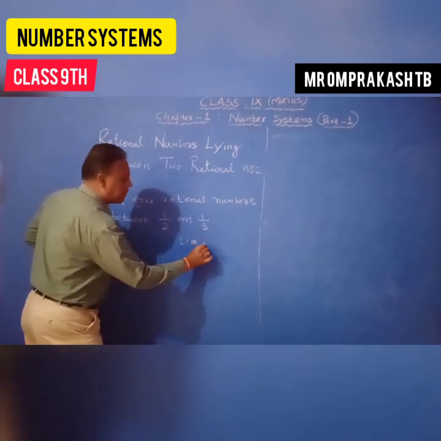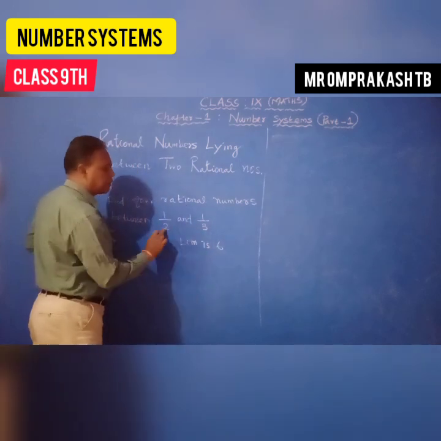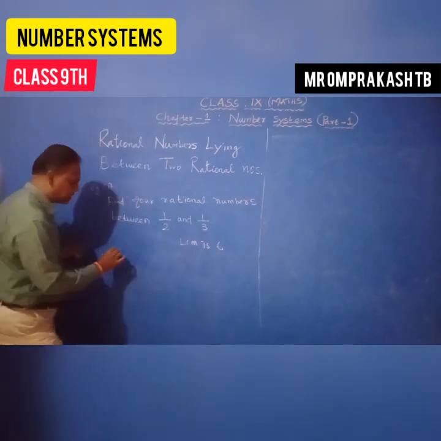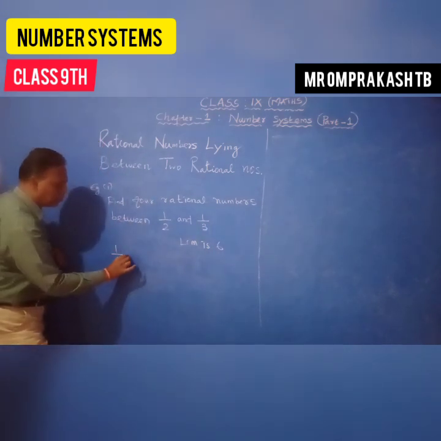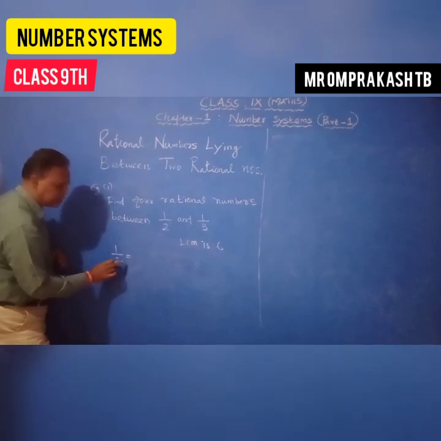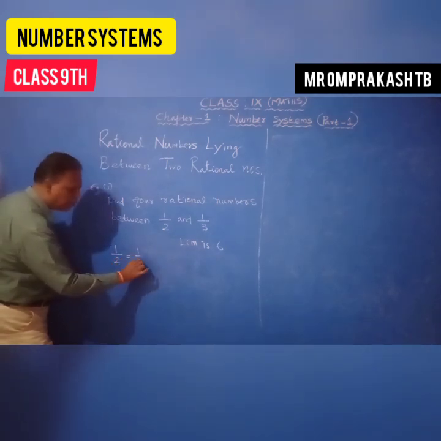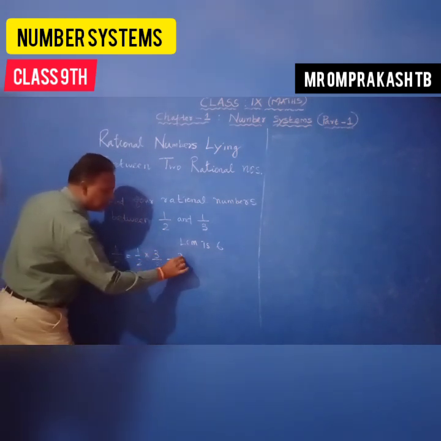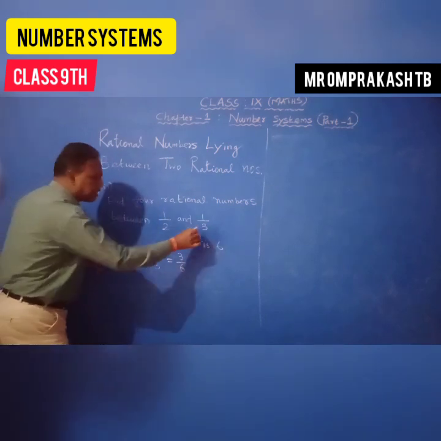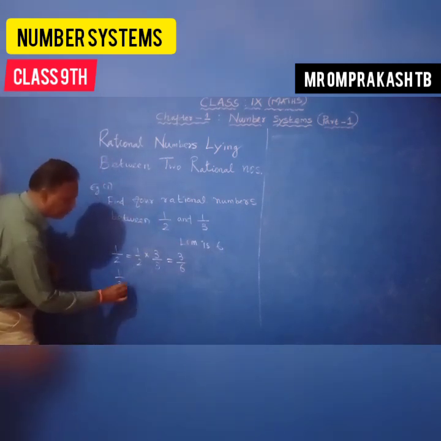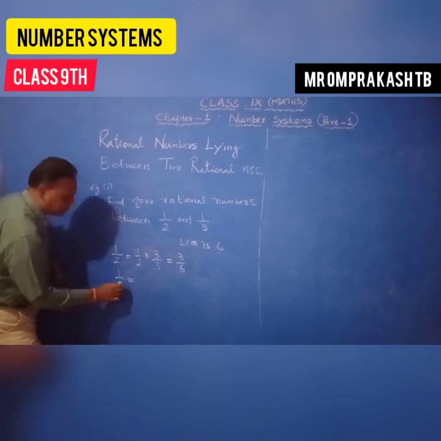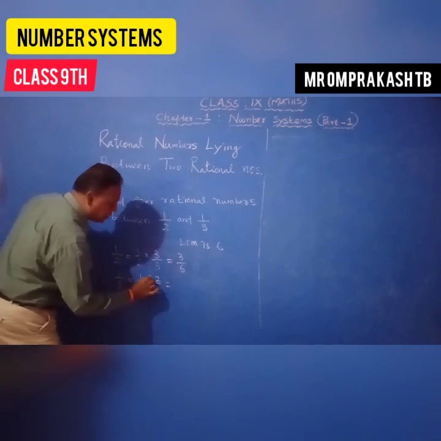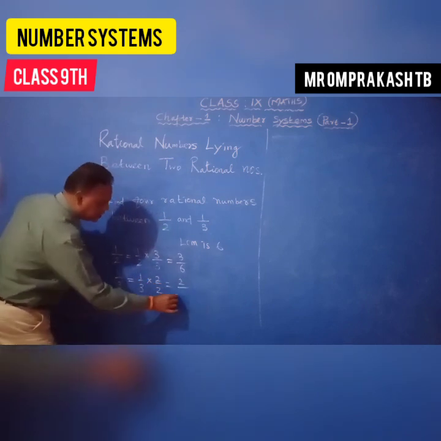Both are prime numbers, so just multiply. That is 6. LCM is 6. Now you have to make the denominator 6. For that, 1 by 2 equal to, to make the denominator 6 means multiply by 3. Okay. 1 by 2 into 3 by 3. That is how much? Numerator 3. 3 by 6. Again take this number, 1 by 3 equal to. Here to make 6, how much do you have to multiply? 2 by 2. That is 1 into 2, 2 by 6.